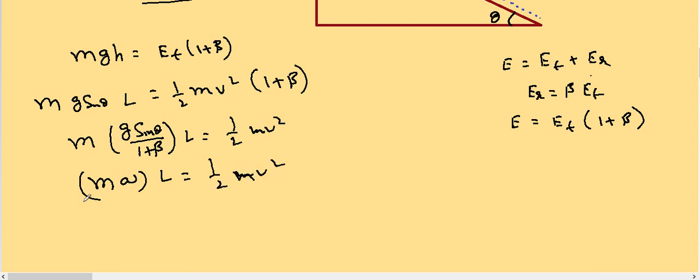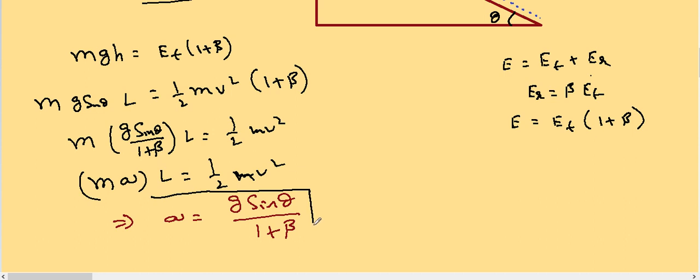This is kinetic energy. This is of course work done, ma into L. So if I compare these two equations, a becomes equal to g sin theta by 1 plus beta. So when a body is allowed to roll down from the top of an inclined plane, its acceleration is given by g sin theta by 1 plus beta.